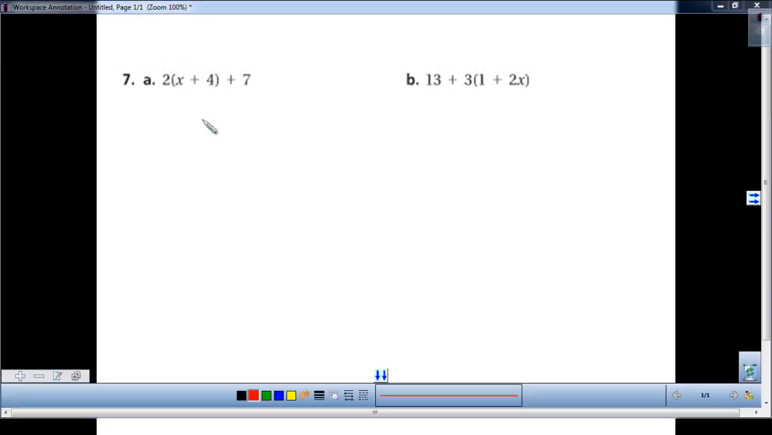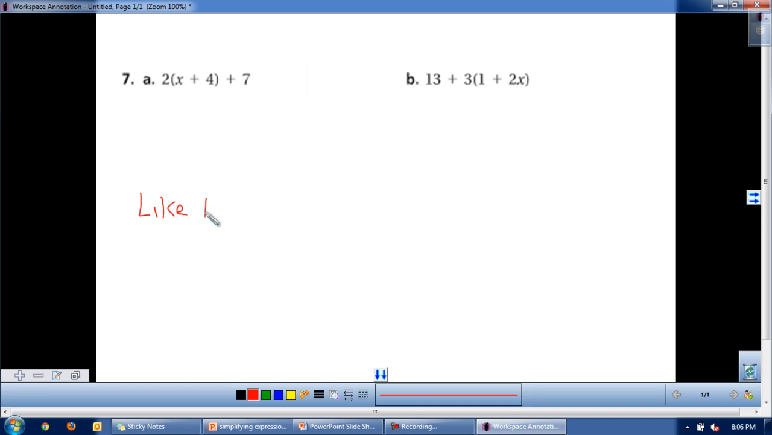Alright, today we are going to work on simplifying algebraic expressions. Before we start, let's review the concept of combining like terms. If you recall, like terms are terms that have the same variable and that are raised to the same power. So let's do a couple of examples of like terms.